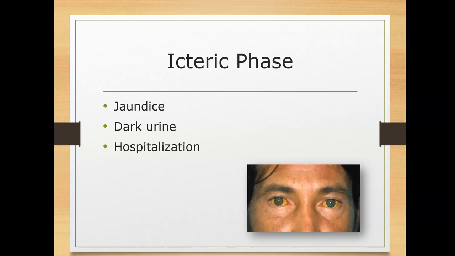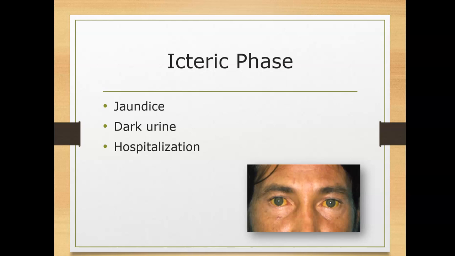Then you have your icteric phase. Icterus is a term describing jaundice. So it's kind of an old school term. You can say, for example, if you look at this gentleman in the picture, you would say his sclera are icteric, meaning that he has jaundice to his sclera. Okay, onset of jaundice is approximately 5 to 10 days after the initial symptoms manifest.